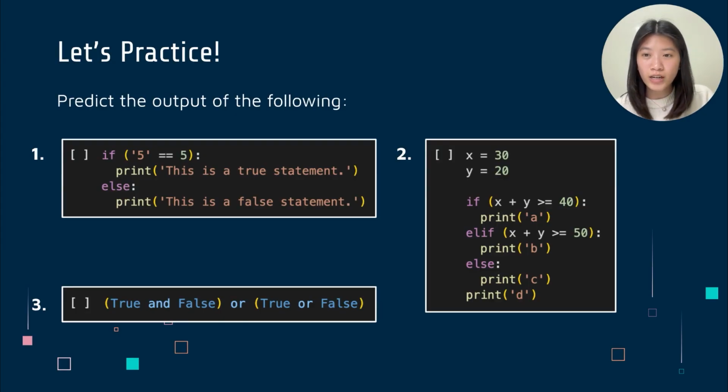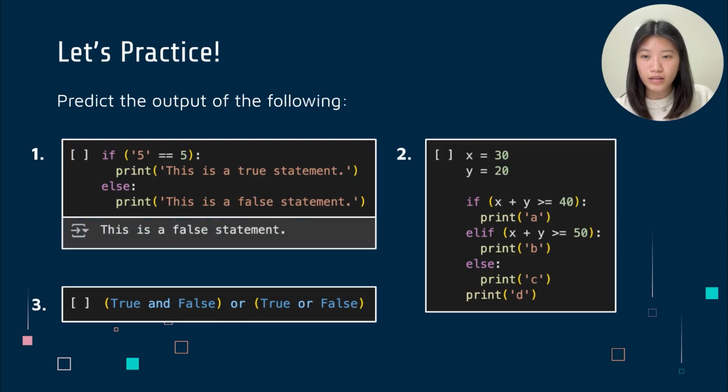So in the first question, the output is going to be this is a false statement, and this is because we have the if statement if the string 5 is equal to the integer 5. And this is going to evaluate to false because those are not going to be the same thing because they're different data types. So we skip past the code chunk of the if statement and we move to the else statement. Since the if statement evaluated to false, we're going to execute whatever is in the else statement code chunk, which is to print this is a false statement.